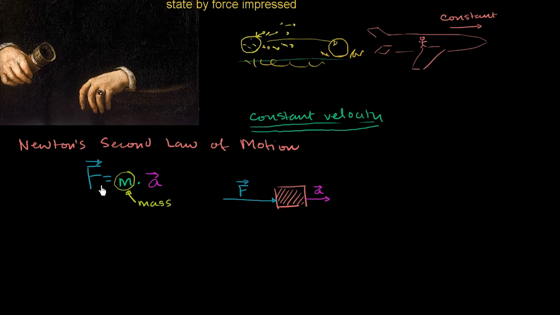And it's really neat that this formula is so simple, because maybe we could have lived in a universe where force is equal to mass squared times acceleration times the square root of acceleration, which would have made all of our math much more complicated. But it's nice. It's just this constant of proportionality right over here.